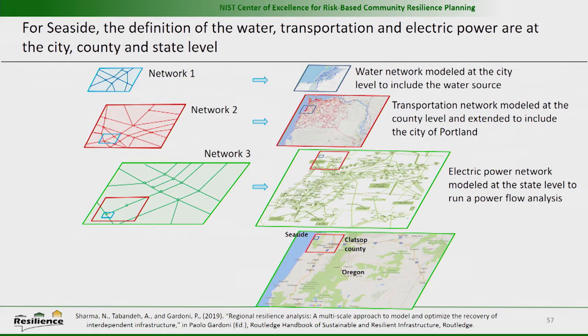So for Seaside, we define the water network at the city level because it's a self-sufficient system. The transportation network is modeled at the county level and then extended to include the larger city of Portland. And the electric power network is modeled at the state level in order to be able to run a power flow analysis.